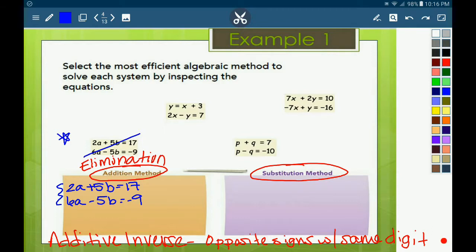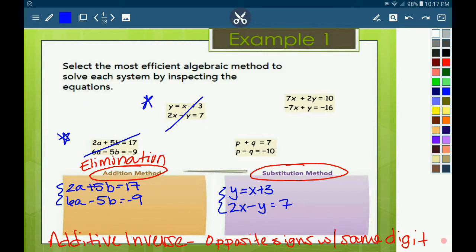Yesterday we talked about the substitution method and how one of the variables needs to be solved for. If I look at this second system right here, I see y equals. That means that y is solved for. If you recall from yesterday, we would circle what y is equal to and point to the y in the opposite equation and substitute it in. So I'm thinking this system is best solved by substitution. So I'm going to write that one in the substitution column: y equals x plus 3 and 2x minus y equals 7. So we got that one.